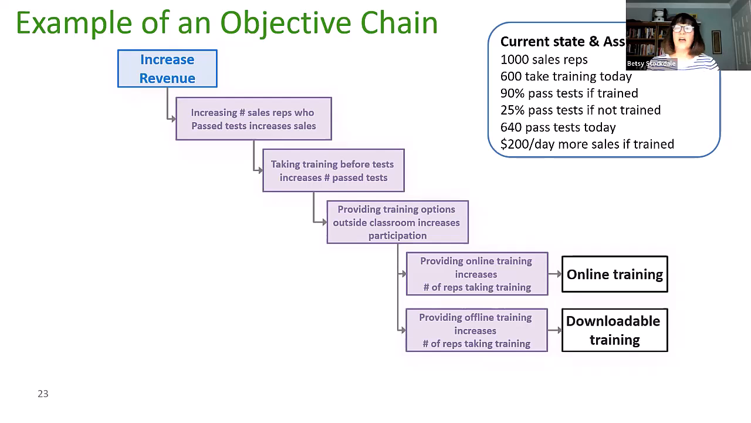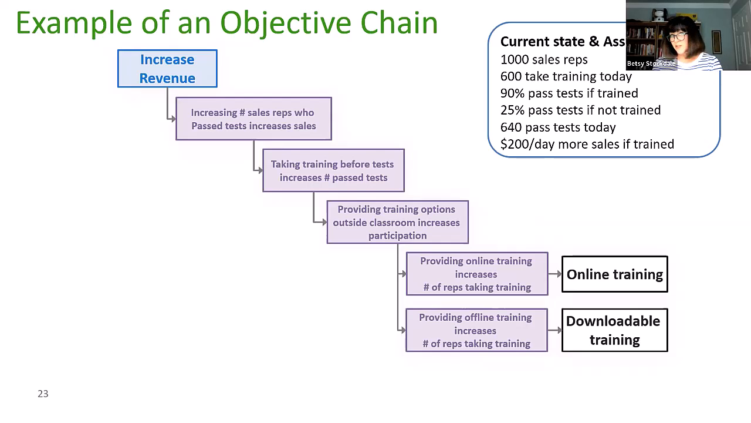So if we have 1,000 sales reps, and these numbers are just round to make the math easier for us, but let's say we have 1,000 sales reps and 600 of them take the training today. And of those who take the training, 90% pass the tests. We've also found that if they haven't taken the training, only 25% will actually be able to pass those tests. So with these numbers, we can say of our 1,000 sales reps, 640 will pass the test today.